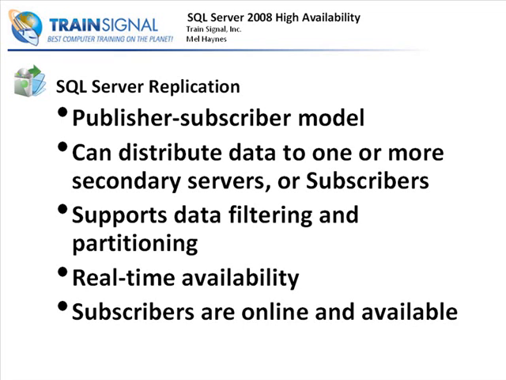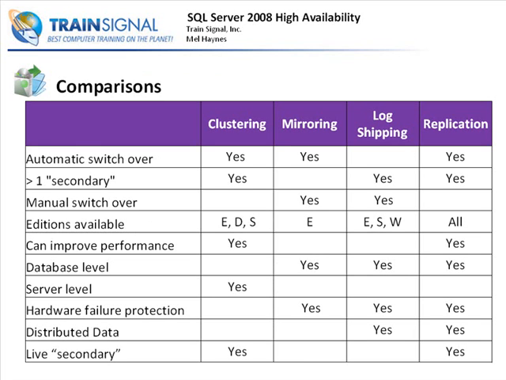So subscribers are online and available throughout the entire process. Looking at a comparison of the various choices, I have clustering, mirroring, log shipping, and replication. I wanted to give you a little high-level comparison of the four to review that. Automatic switchover is available for clustering and mirroring, depending on which configuration. Remember, that one has two configurations, and there's a cost for automatic switchover for mirroring.